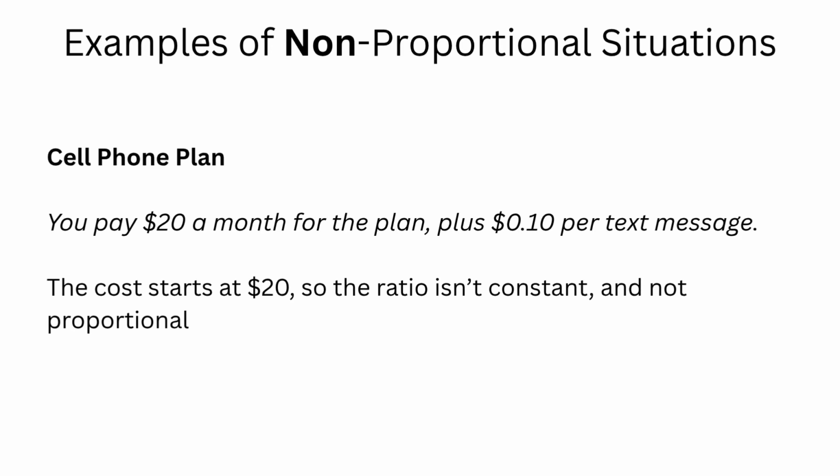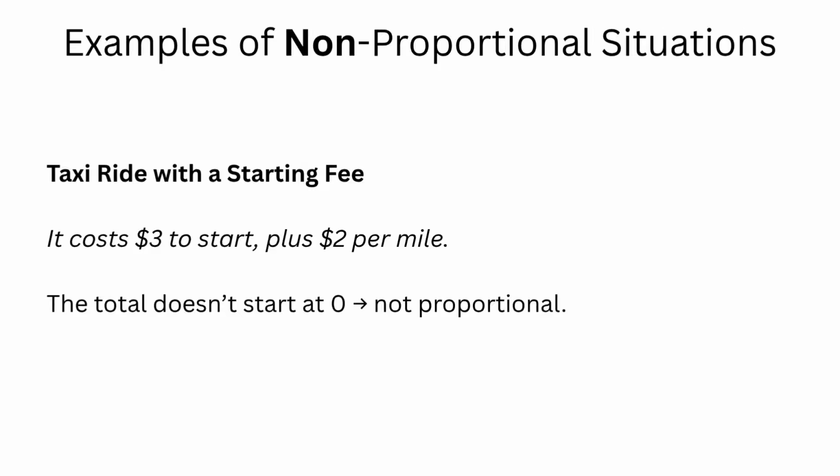Now here are some examples that are not proportional. You pay $20 a month for your plan plus 10 cents per text. There's a starting cost, the $20, so it doesn't start at 0. The ratio isn't constant, so it's not proportional. It costs $3 to start plus $2 per mile. That starting fee means it doesn't start at 0, so again, not proportional.